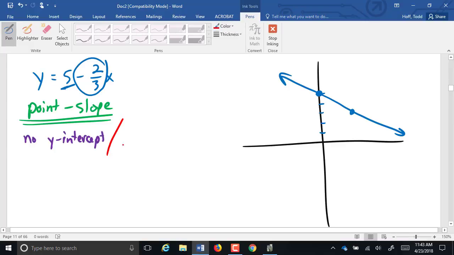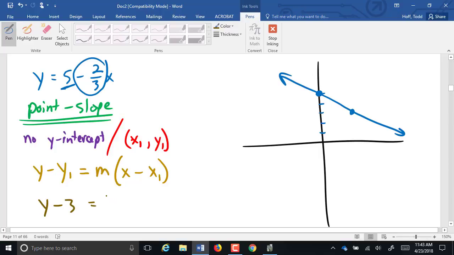Instead, we were given a point. We were given a point we call x1 and y1. So then the form of our equation was y minus y1, the y coordinate of that point, is equal to our slope m times x minus x1, that x coordinate of that point. So if I have an equation that looks like this, y minus 3 equals 1/2 times x minus 2.